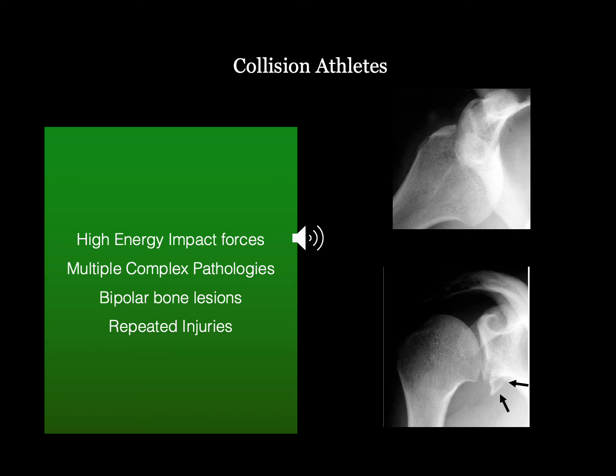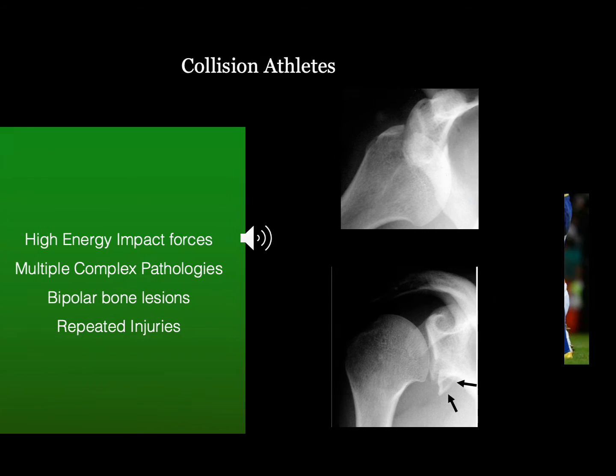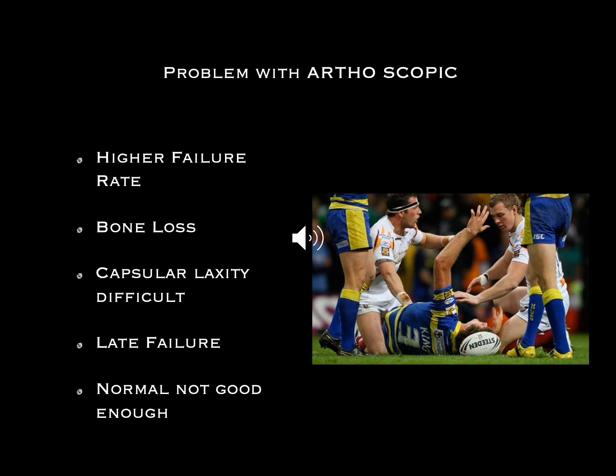However, the issue with collision athletes is that we're dealing with high energy impact forces, which generally generate bipolar bone lesions, which are often not suitable for arthroscopic stabilization. Particularly in contact players, arthroscopic techniques have a high failure rate. It fails to address the bone loss and capsular laxity, and there's also a late failure, which is not seen in other types of stabilization. Effectively, a normal shoulder is not good enough for these type of sports.